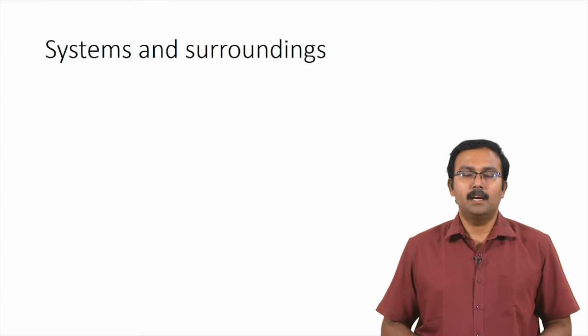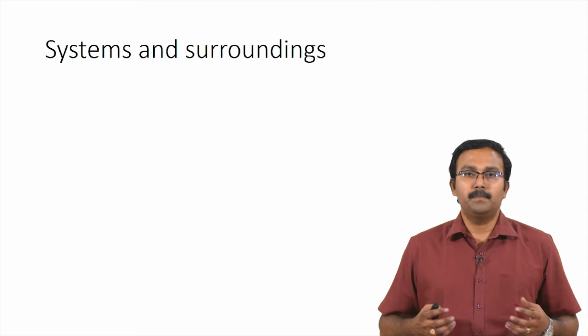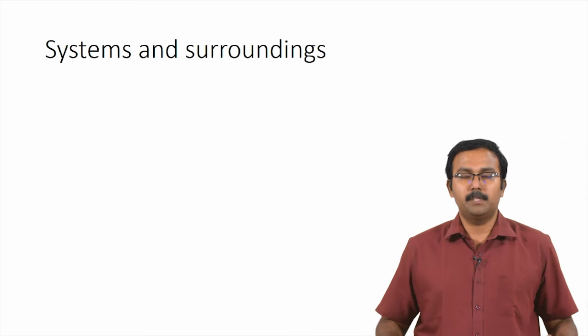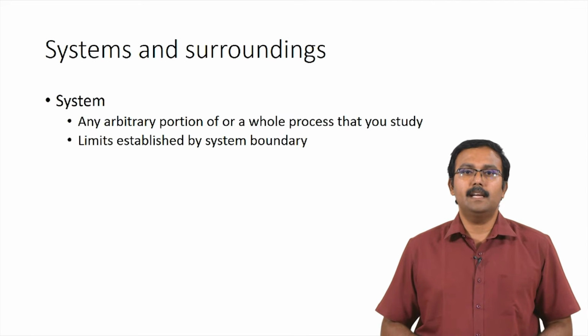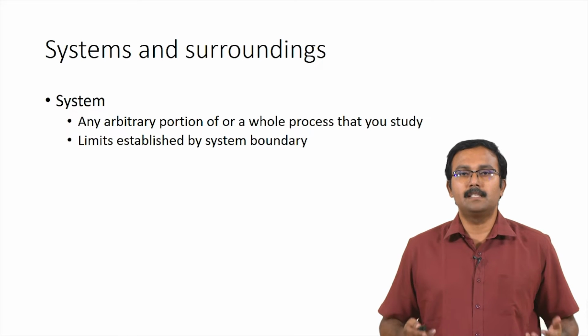Systems and surroundings are the terms which are always used to define the system of interest and whatever comes around it. A system is defined as any arbitrary portion of a whole process or the entire process itself that you are interested in studying. The limits are established by something called the system boundary.